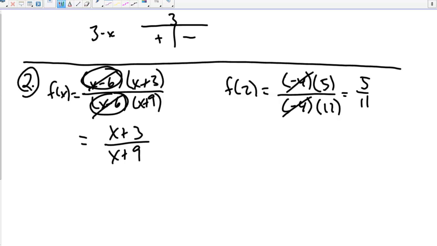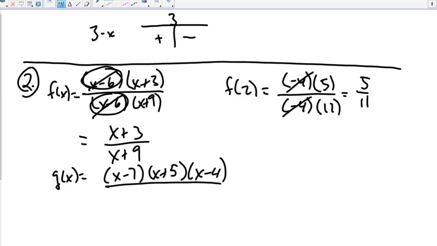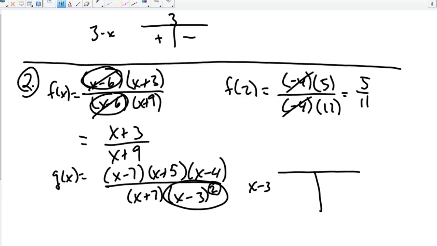Another situation where this can happen, let's say we had g of x here, and let's make it a pretty fancy rational function. No common factors going on here, but we do have one factor downstairs in the denominator, which is a perfect square. If you set up the sign chart for just the x minus 3 part, we would put a u because the function is actually undefined there.